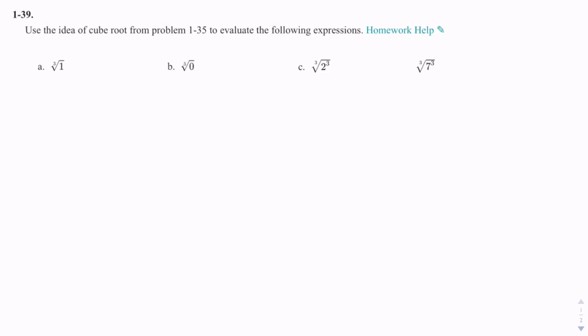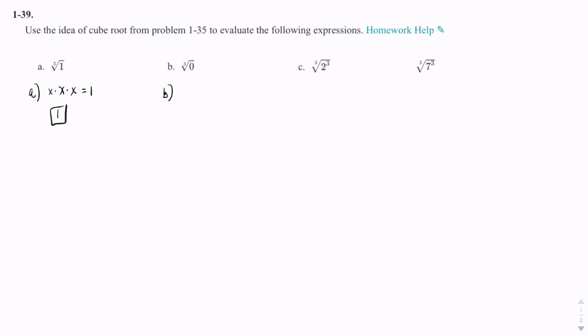39, they're talking about cube roots again. So for A, they're asking us what times itself 3 times is 1. And again, this is not work, but they're saying what times itself 3 times is 1, and the answer to that is 1. And again, you're going to start with low numbers and go high to get these.